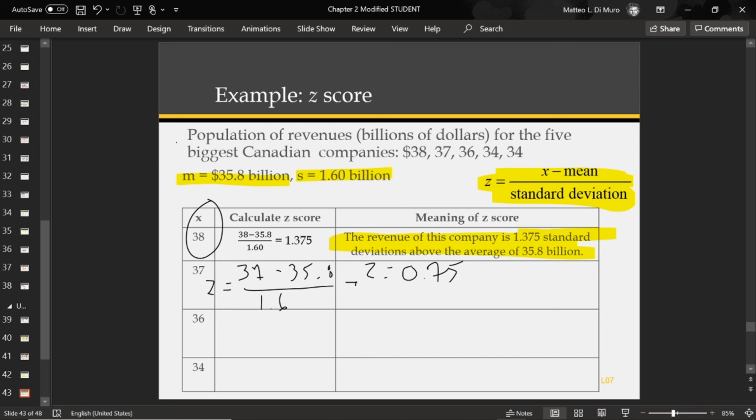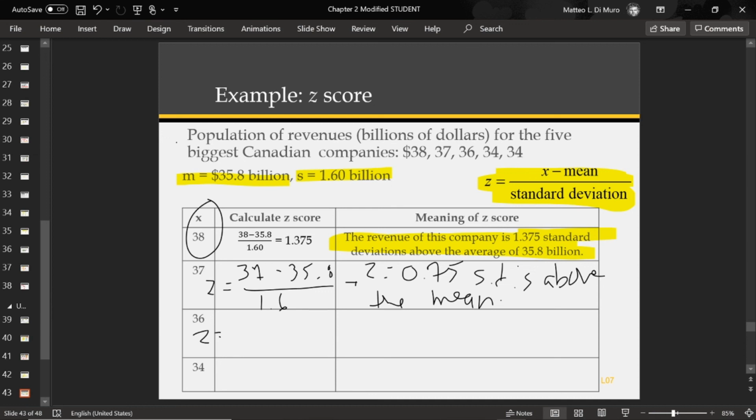What does it mean if your z-score is 0.75? Well, it means that the revenue of this company at $37 billion is 0.75 standard deviations above the mean. That's it. It's not that complicated. We will do complicated things with this later, but not today. That's the good news. Today we're just getting this weird concept. It is a weird concept, so I recommend that you do the homework, ask questions, and tell yourself, what does this mean?